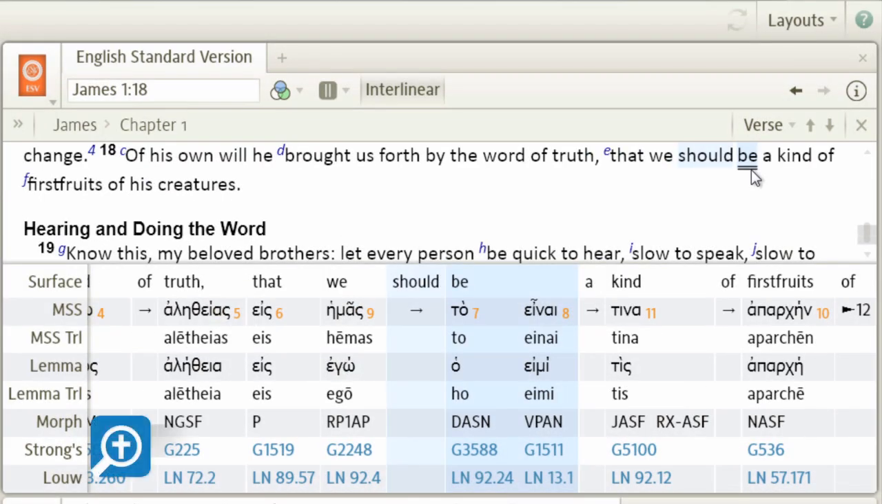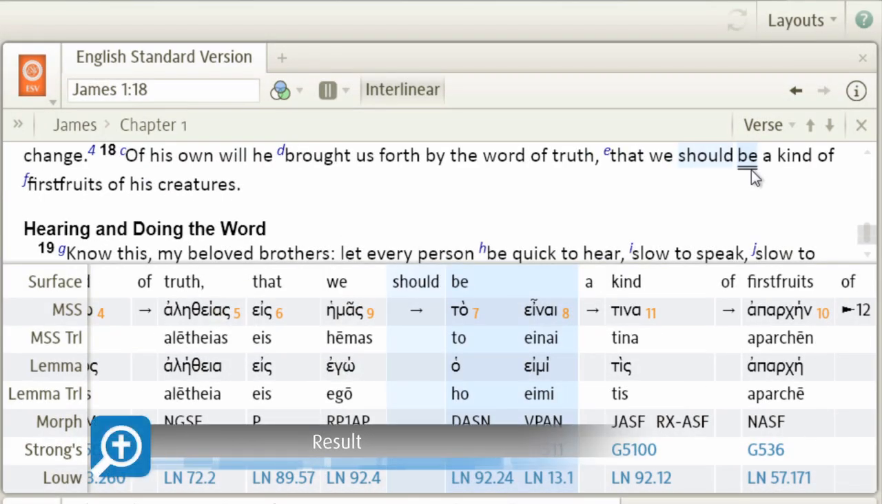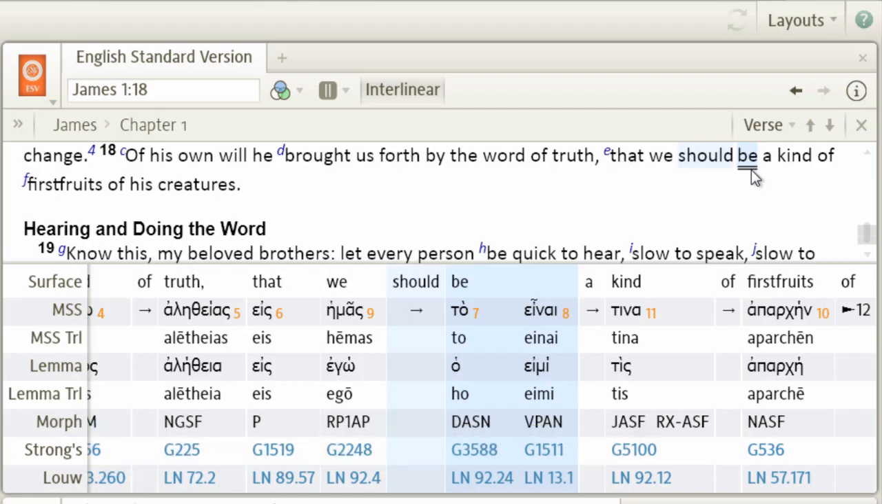James 1:18 reads, "Of his own will he brought us forth by the word of truth, that we should be a kind of first fruits of his creatures." In the reverse interlinear pane below, we can see the kind of construction that's used here in order to express purpose. Here we have the Greek preposition eis, and it's numbered 6 here, followed by the Greek article ta, and then here we have the Greek infinitive enai. Together, these three express result.